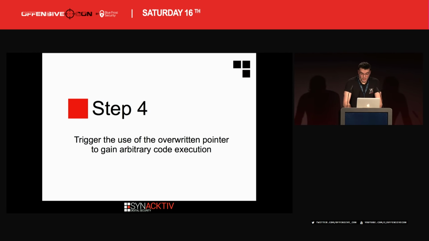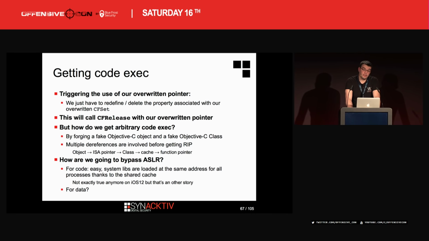So, with some luck, we reused our thread object. So the next thing to do is to trigger the use of the overwritten pointer to gain arbitrary code execution. Getting code exec is quite easy. You just have to trigger the use of our overwritten pointer. All we have to do is to delete the property associated with the huge CFArray of CFSet. So every CFSet will be freed, and when our overwritten CFSet will be released, our overwritten pointer will be used with a call to CFRelease.